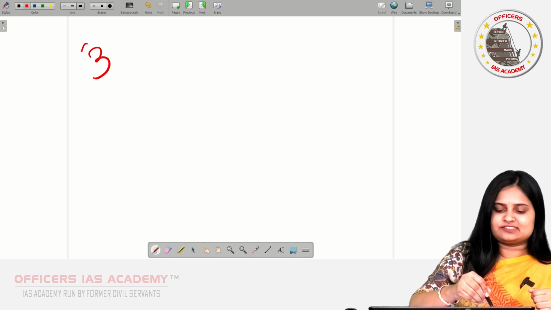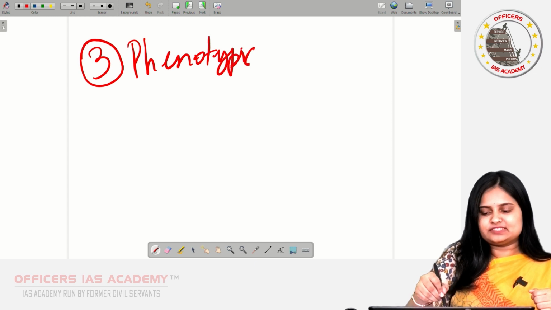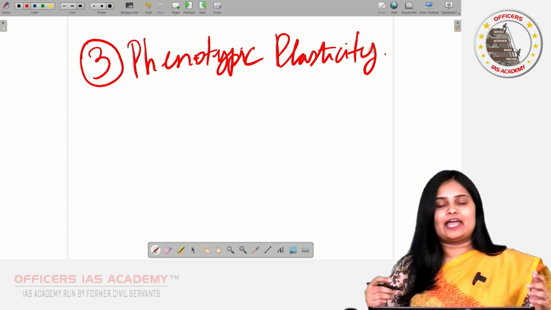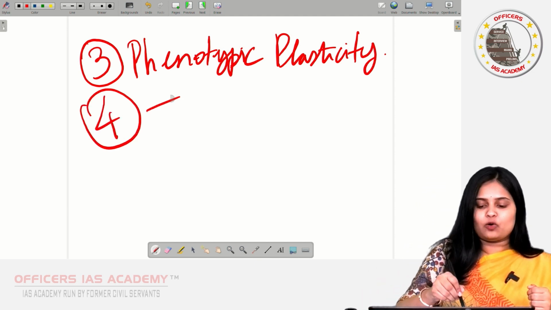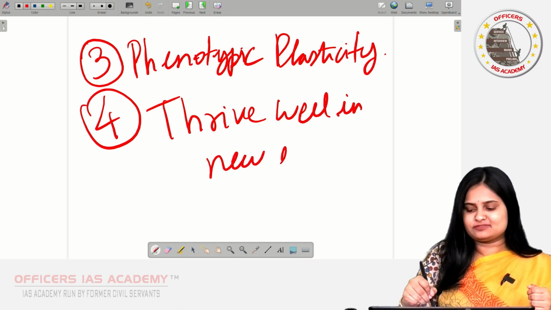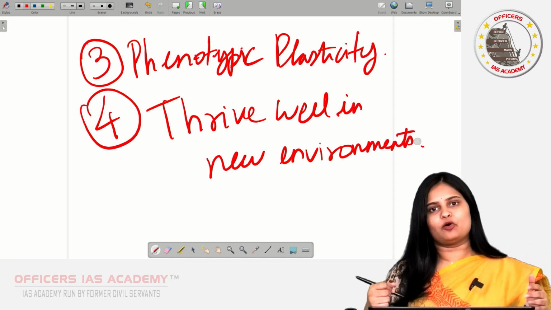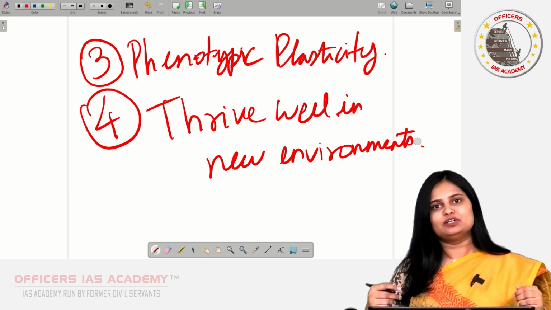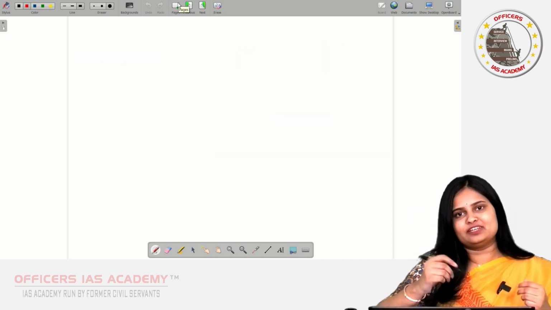The third characteristic is that they are characterized by what is called phenotypic plasticity, which refers to the ability to adapt better physiologically to new conditions. And apart from that, they can also thrive well in new environments. These major characteristics of invasive species have given them an upper hand over several other species, allowing them to colonize areas on a massive scale. So now let me tell you an interesting example of an invasive species.